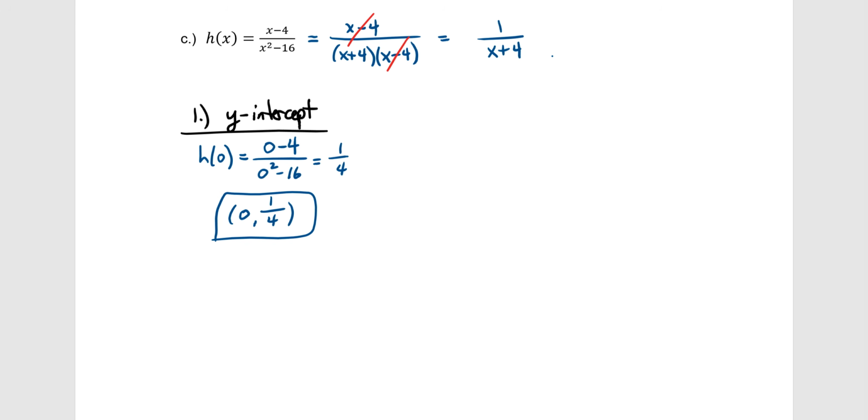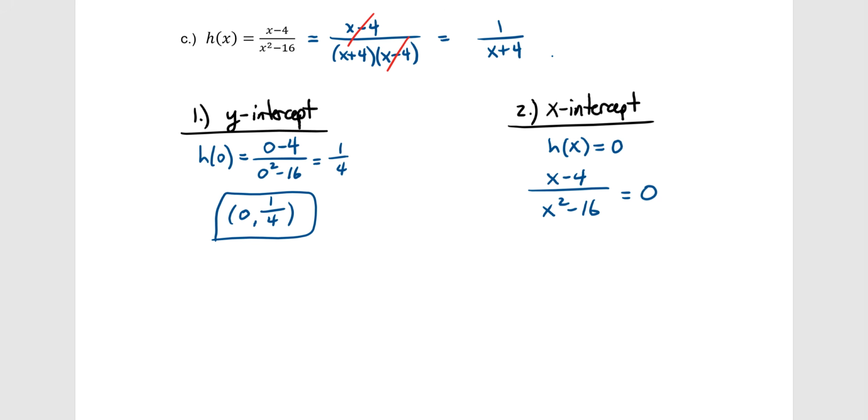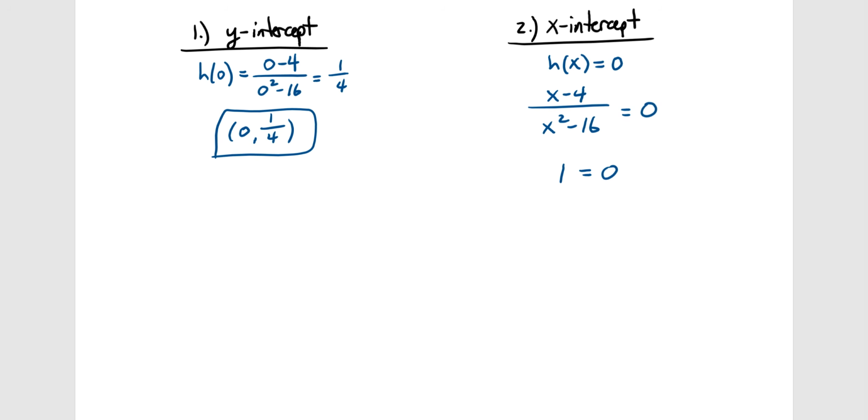And next for the x-intercept, we have to set the function equal to 0, which ends up being the simplified numerator. The simplified numerator is just 1 after the common factors cancel. So we're actually left with just 1 equals 0. Since there's no variables here and we have a false statement, that means there's no x-intercepts.